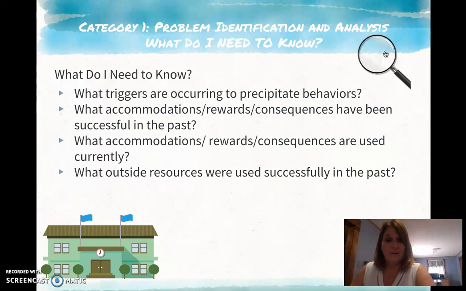What is written in the IEP is maybe not what is being followed in the classroom, so I need to know for sure what is actually occurring. And then I need to know what outside resources were used successfully in the past. In this situation, both the family and Carl are in need of some outside resources and help and assistance.